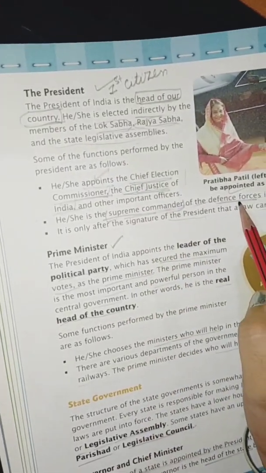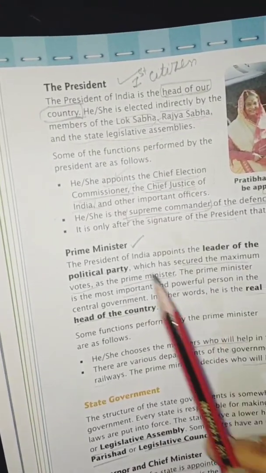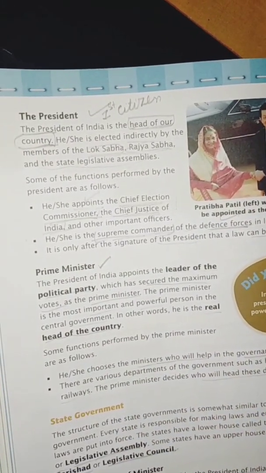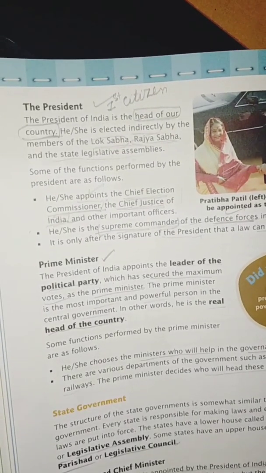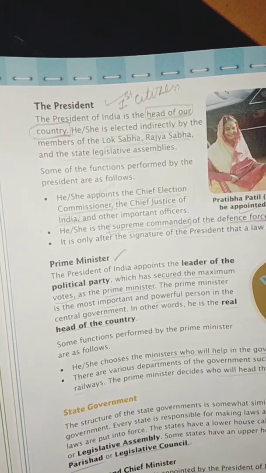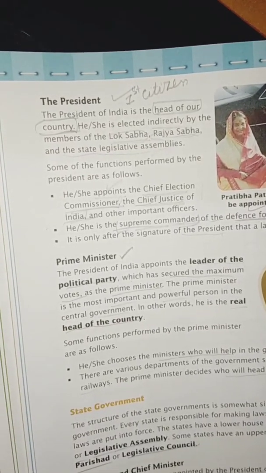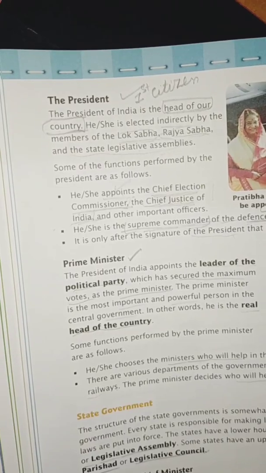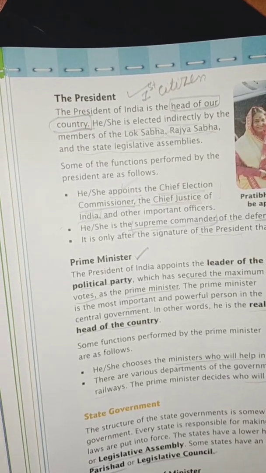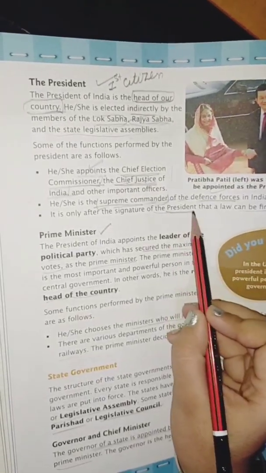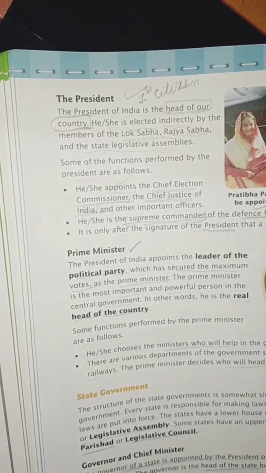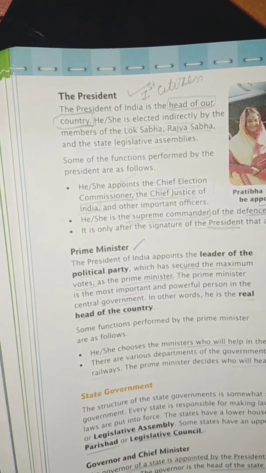It is at the highest post of the army. It is only after the signature of the president that the law can be finalized. Like we had discussed down, the law is being made by the Rajya Sabha and the Lok Sabha, and if the president does not like that law and does not sign on the paper, the law is cancelled. The law cannot be implemented because the president refused to sign on that. Okay, so you can understand how important the president is for us.